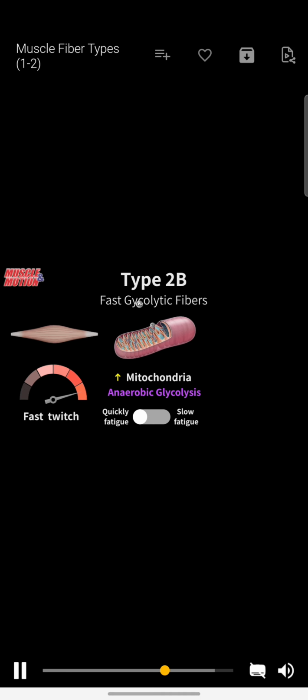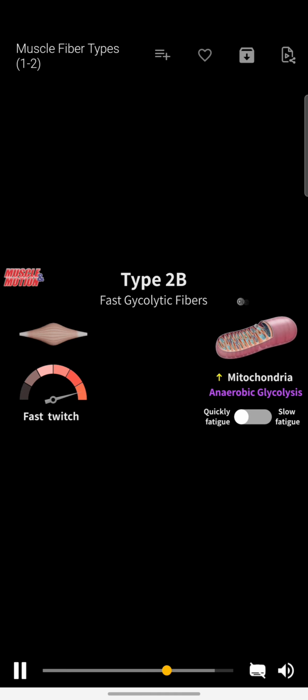Because type 2B fibers produce the highest amount of force, they are used during high-impact, heavy-resistance activities such as weightlifting and sprinting. The downside is that the type 2B fibers fatigue quickly and will burn out after 15 to 30 seconds.